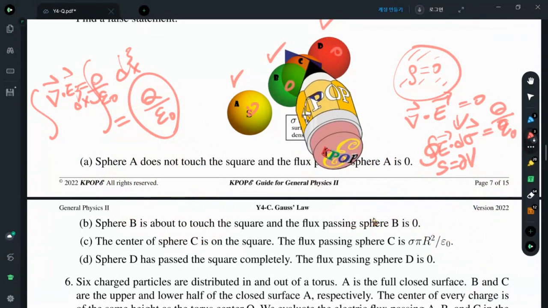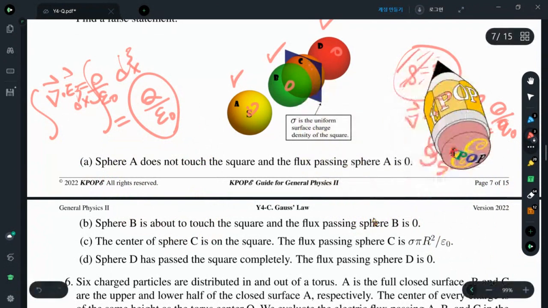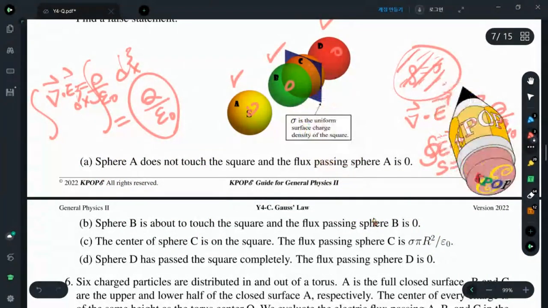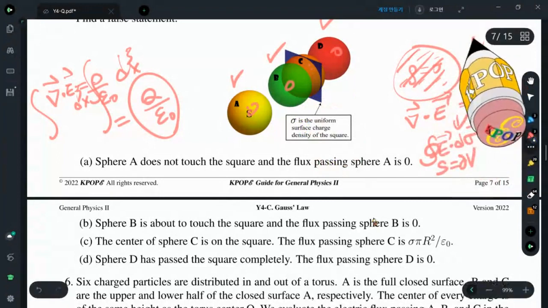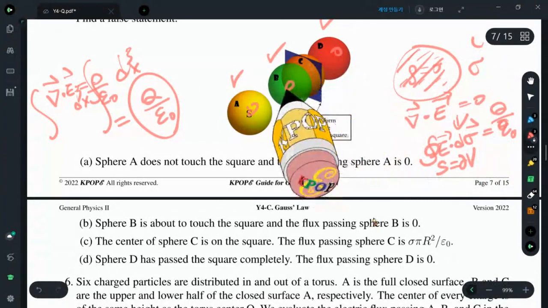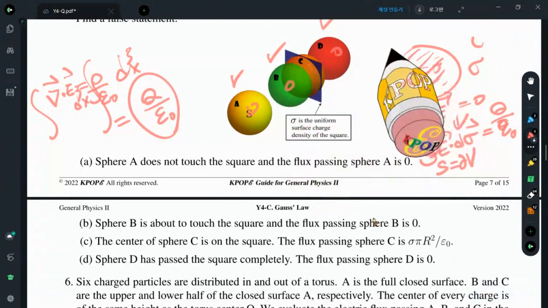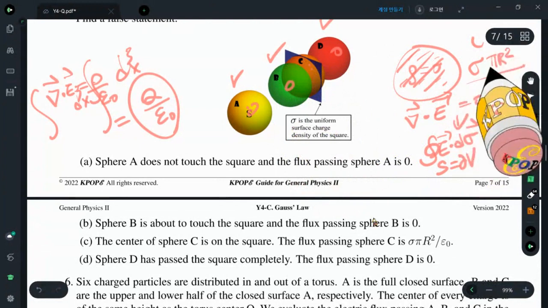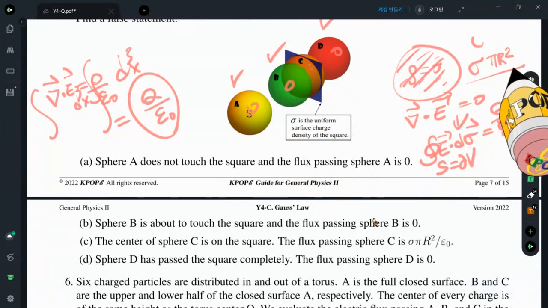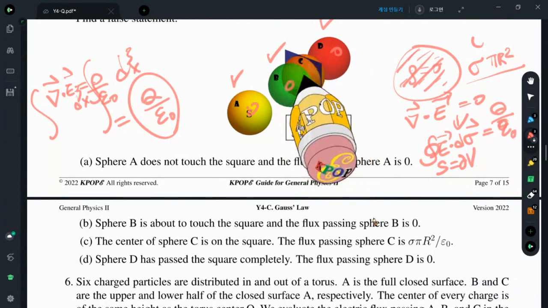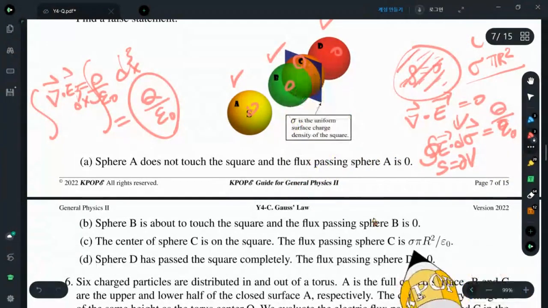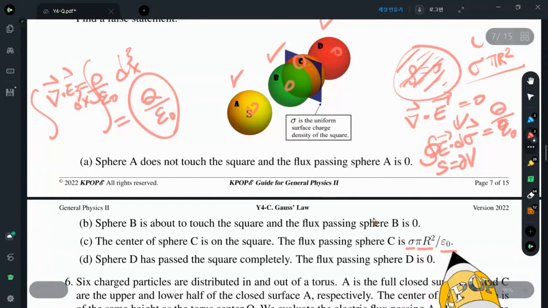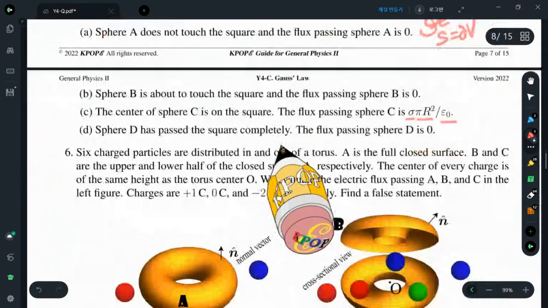What is the charge? Okay, inside the sphere, we have a uniform charge distribution sigma, and the area of this disk that is enclosed by this sphere is pi r squared. So sigma pi r squared is the charge inside the sphere at stage C. That's the reason why we have sigma pi r squared over epsilon 0. Number 6.